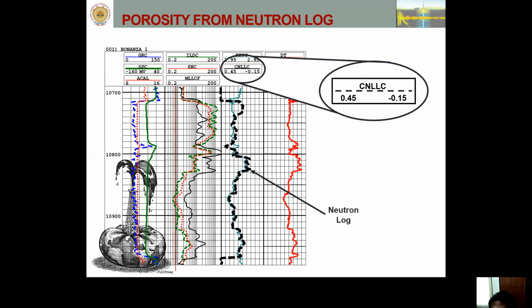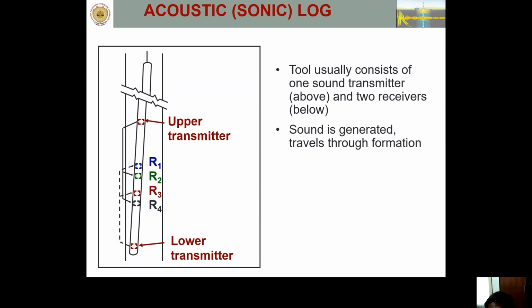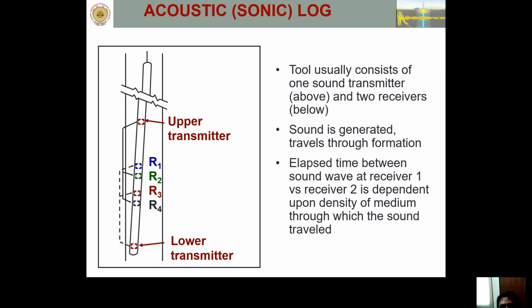A neutron corrected log is given as 0.45 to minus 0.15. So in a neutron log, as we move towards the left, we get positive neutron values. The next tool, which is of importance from a logging and porosity calculation point of view, all these three logs are on the third track, which is a linear scale.